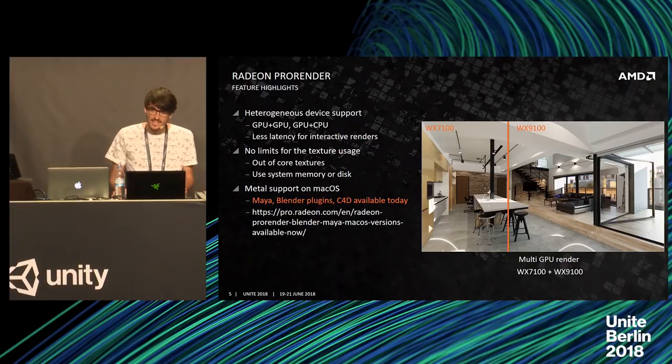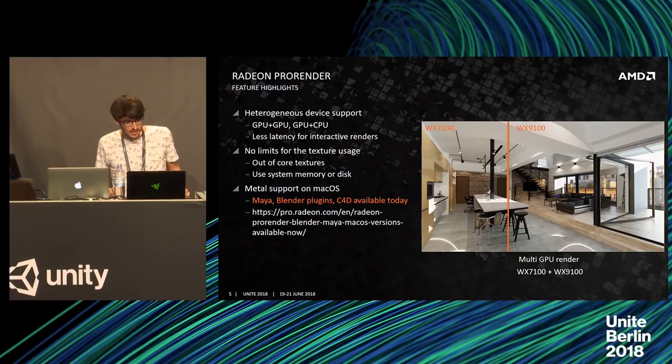Okay, so ProRender is yet another GPU-based renderer, but it has some interesting features that I want to highlight in the next slides. The first one is that we have full heterogeneous device support, so we can run across multiple devices, like multiple GPUs, but also across different devices, like a GPU and a CPU. Here on the right, you see a little test render using multiple GPUs, and as you can tell, both devices don't have the same computational capabilities.